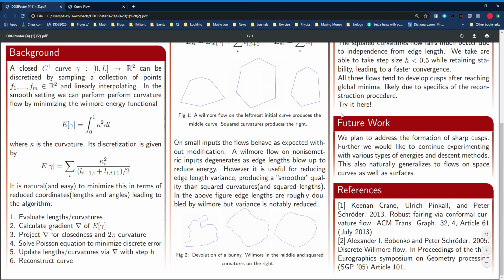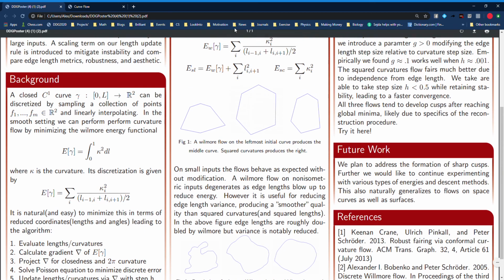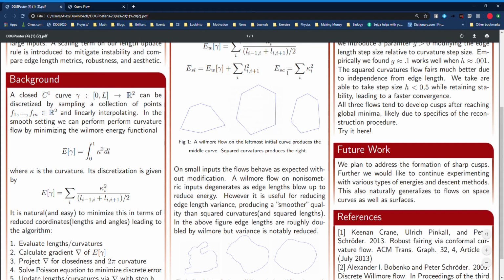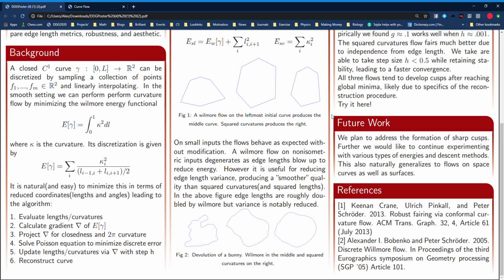And then in terms of future work, there's still a lot to be done, to be honest. We need to investigate the formation of these sharp cusps, and there are other types of energies we can investigate other than the Willmore energies and variants of that. And then there's also the question of maybe we can go to 3 dimensions with these space curves and work on minimizing curvature there. And then there's also the question of non-isometric or maybe non-area preserving flows for surfaces. So there's a lot to generalize.